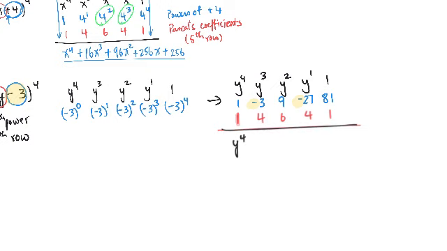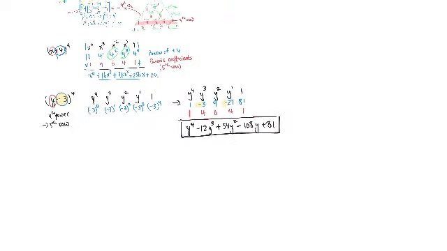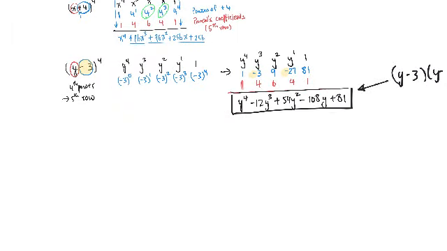So we'll get y to the 4th minus 12y cubed plus 54y squared minus 108y plus 81, okay? So you can get some pretty big numbers there in your final answer, and that's just fine. And if you took the time to do y minus 3 times y minus 3 times y minus 3 times y minus 3, and you did that whole multiplication out, then you would get exactly this. But I think you'll agree that this is just a much faster way to get the answer.